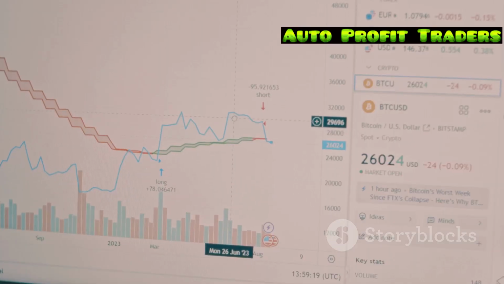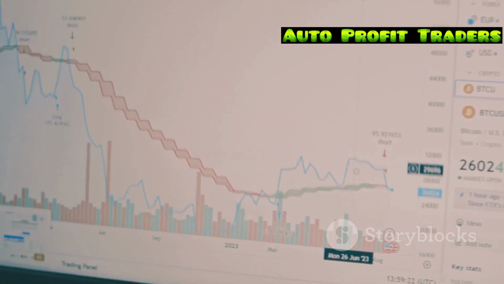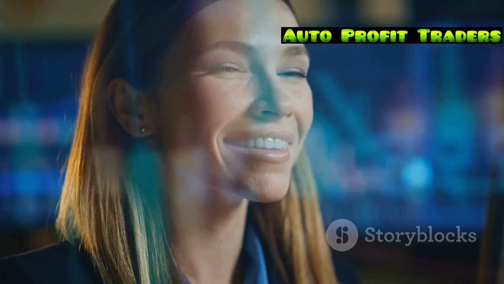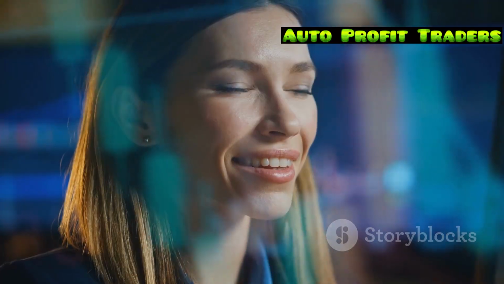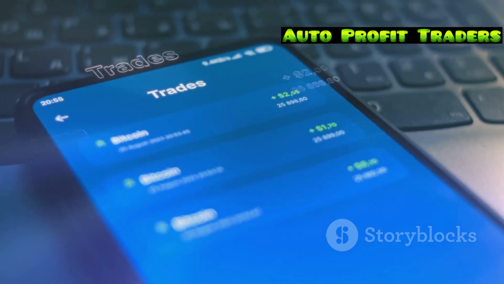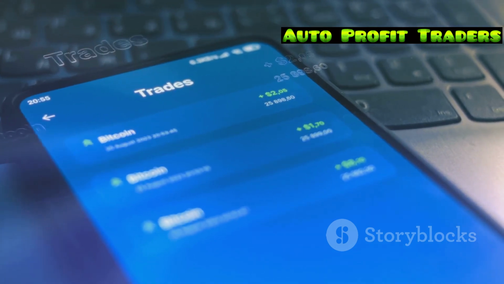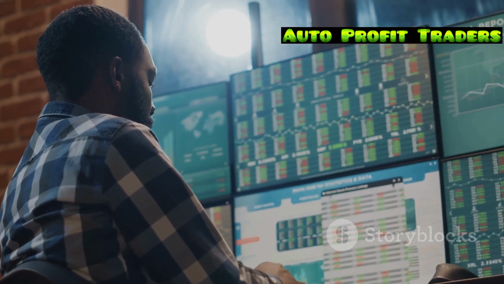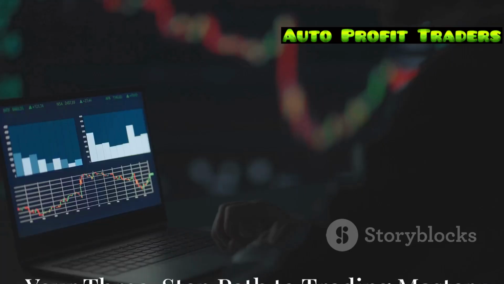Study their entries, stops, and targets. See how pros manage risk. But be selective. Choose traders with long, consistent records and reasonable risk. Start small, test the waters, and use copy trading as a supplement, not a replacement, for your own learning. Used wisely, it's both a growth tool and a real-world education.